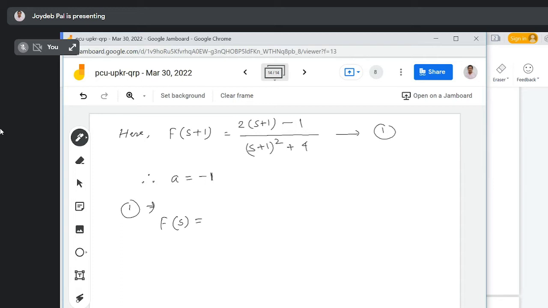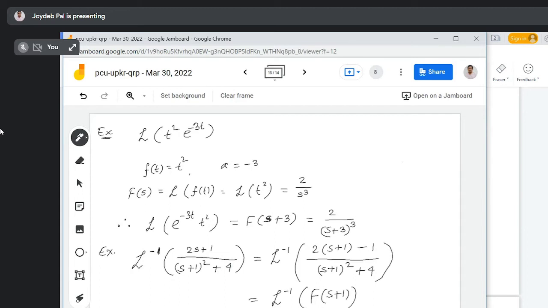Sir, can you explain where that f of s plus 1 came from, that Laplace inverse of f of s plus 1? Look, this function, how I have written this function, is it clear to you? Yes, sir. From the previous line? Yes, sir. Okay.